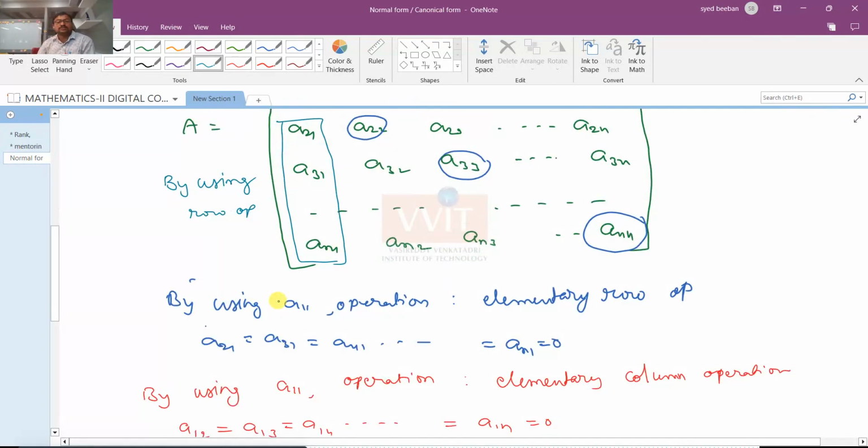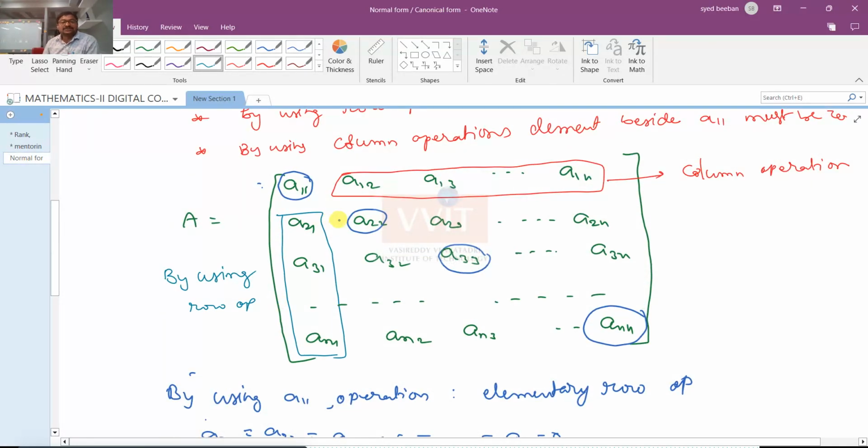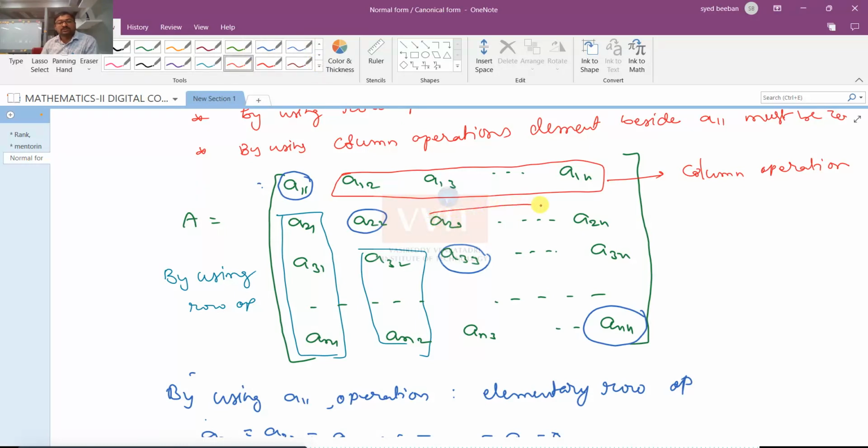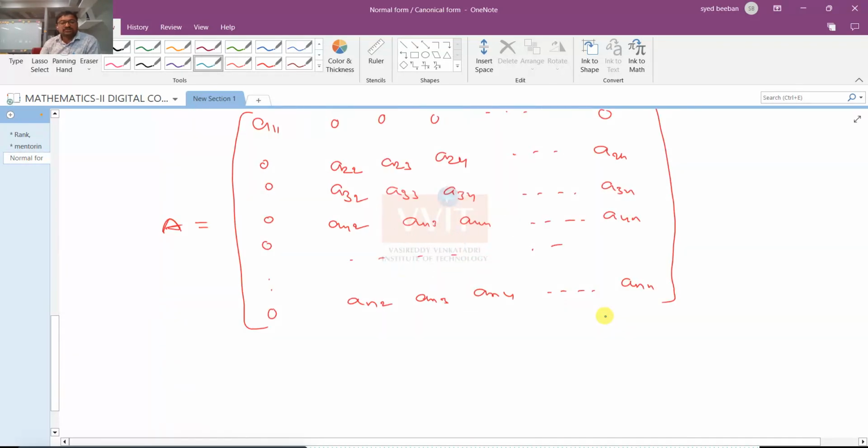Now, similarly, the same procedure is extended to the next elements, and so on. The same process is extended to the remaining part of the matrix.